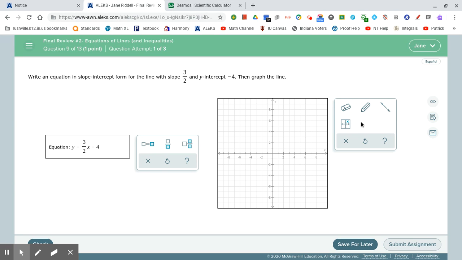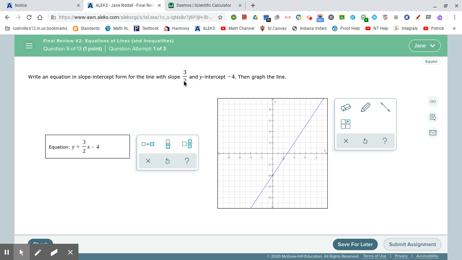Notice that the shading and the change from a solid to a dashed line, those tools are not available because we're not working with an inequality now. We're back to equations. So we're going to click on the line tool. We're going to plot our y-intercept on the y-axis down at negative 4, and then the slope is positive, so we're going to go up 1, 2, 3, and then always move to the right.